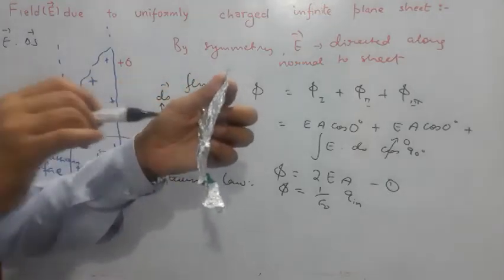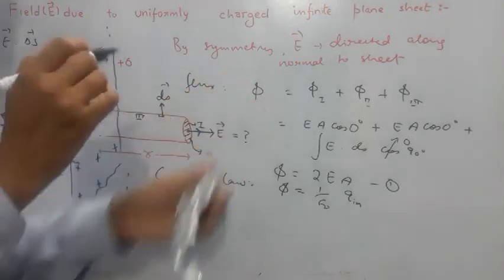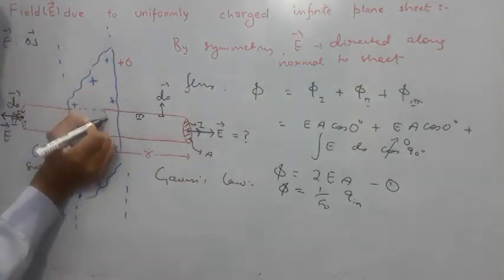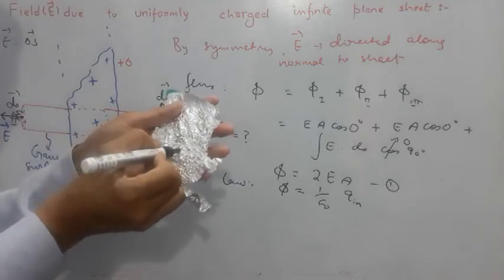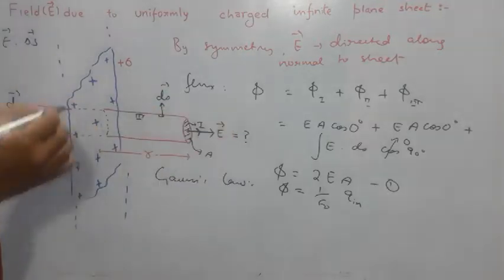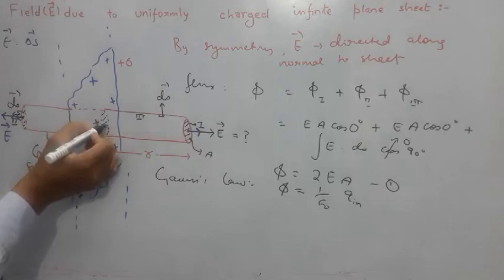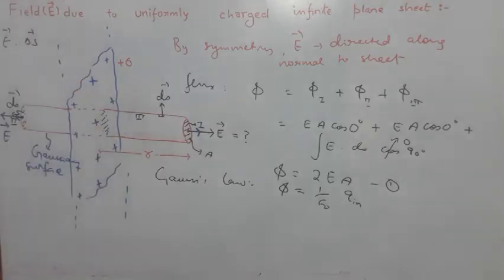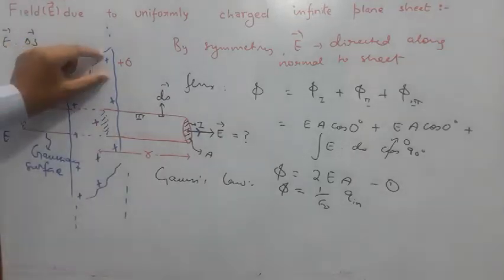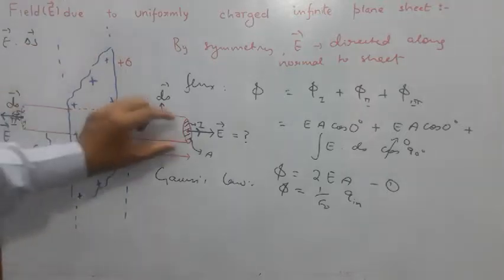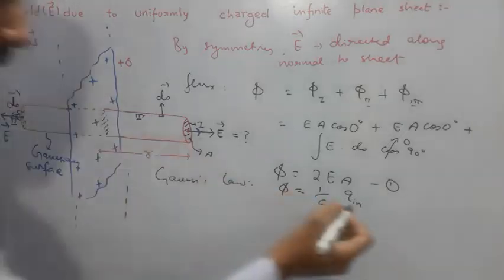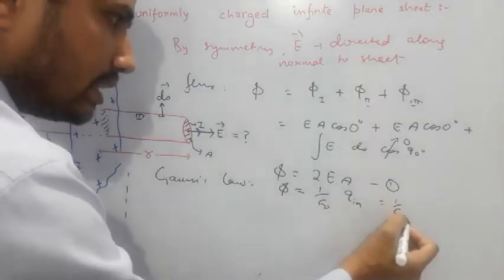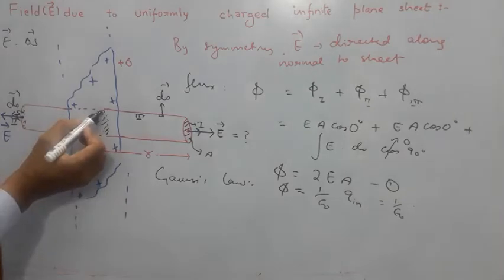If you draw a cylindrical Gaussian surface, it will meet the plane in a circle. That circle is this one. On this circular region, whatever charge is present is present inside the Gaussian surface. These charges are present outside the Gaussian surface, so we don't have to take them into consideration. So for our purpose, we will write q in is equal to the charge enclosed inside this particular region.